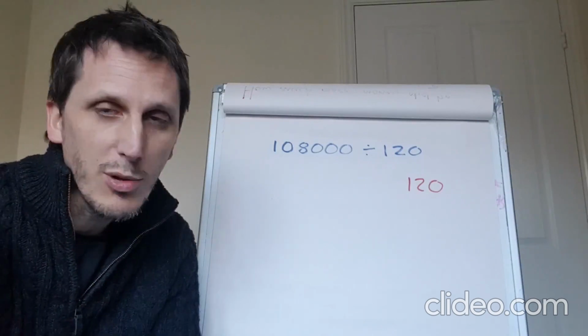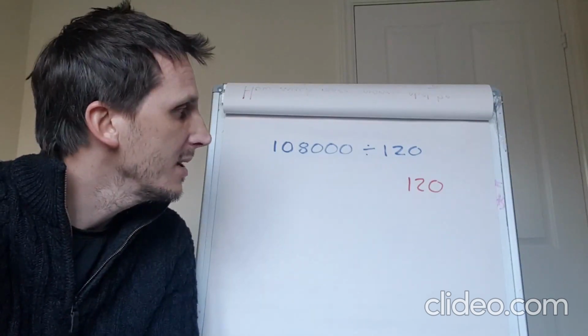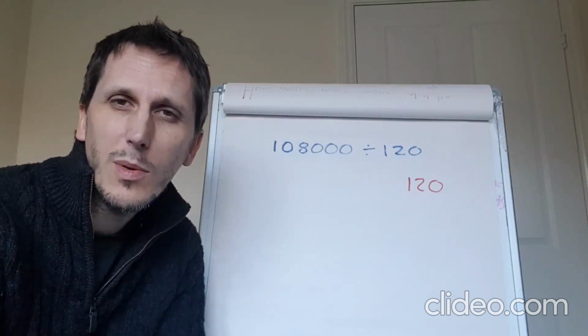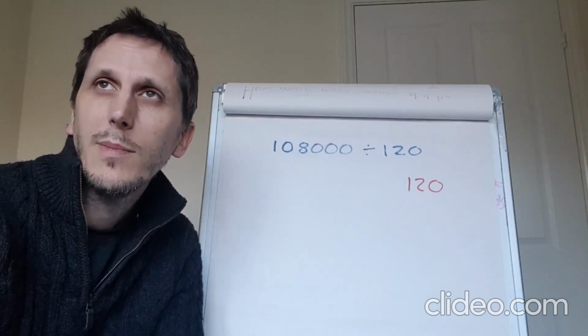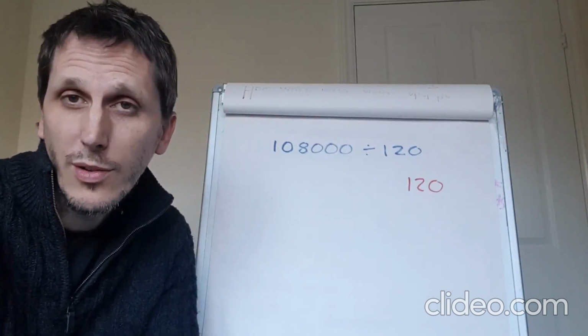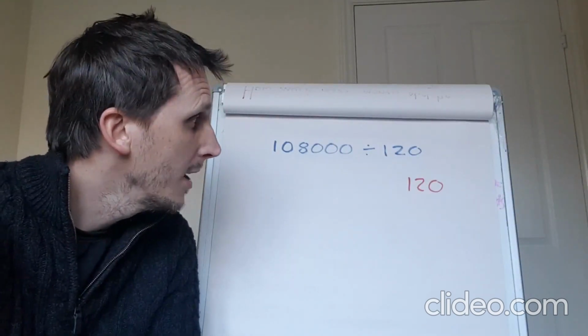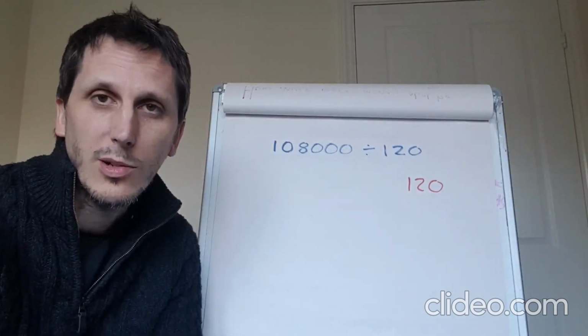And I think, Ruby, the best way we'll do it is using bus stop. We've done it a few different ways. Do you remember we did it through estimating and multiplying? You can do it through long division, but you've not learnt that one yet. So I think we'll do it through bus stop.